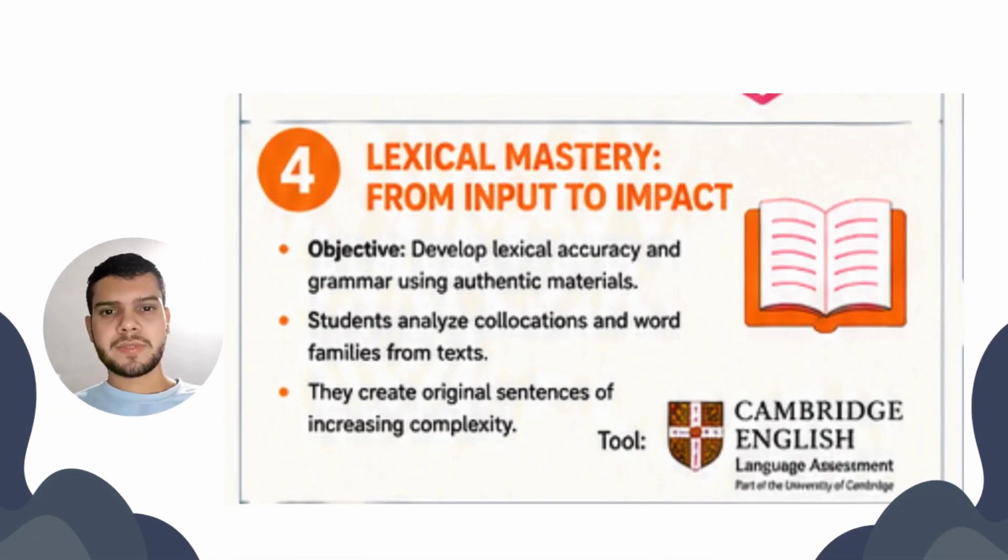The fourth activity, Lexical Mastery, from input to impact, helps students to improve vocabulary and grammar through authentic Cambridge English materials and AI-supported feedback. Students analyze vocabulary patterns and create original sentences using strategies such as PPP methodology, guided discovery, peer teaching, and collocation awareness.